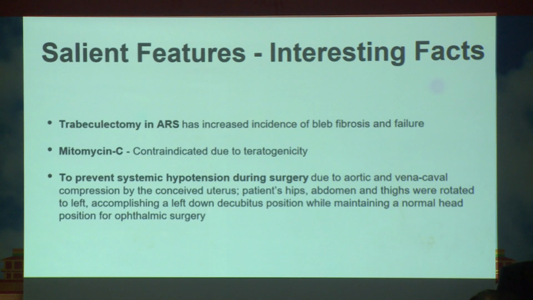And MMC was contraindicated. We were not able to do a plain trabeculectomy, though the pressure was 38, because of the contraindication of MMC due to teratogenicity. That's why we went for a tube. And to prevent systemic hypotension in the surgery due to aortic and venacaval compression, we made sure we put the patient in the supine position. The hips were turned and rotated towards the left, accomplishing a left lateral decubitus position while maintaining the head towards the right tilt so that we were able to perform the surgery well.